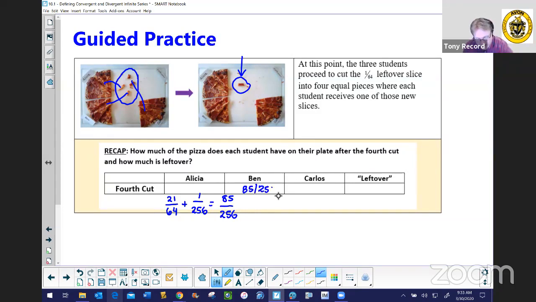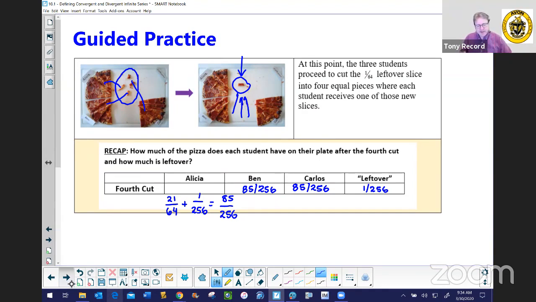So we know that each of the 3 students are going to walk away with this much. Now we still have this leftover slice of 1/256. Now, if you think about continuing to cut this little guy, after a while, it's probably going to be very hard to see that there's any pizza left. But there would be these very small, infinitesimally small slices going to each of the 3 students.